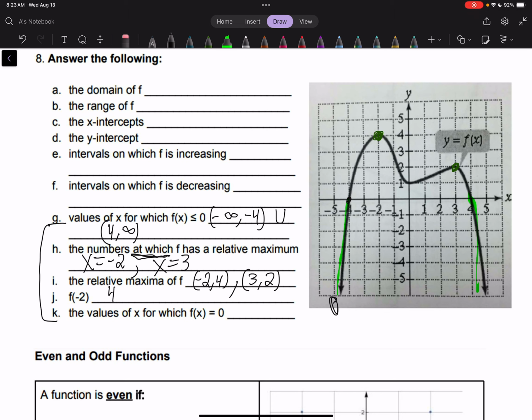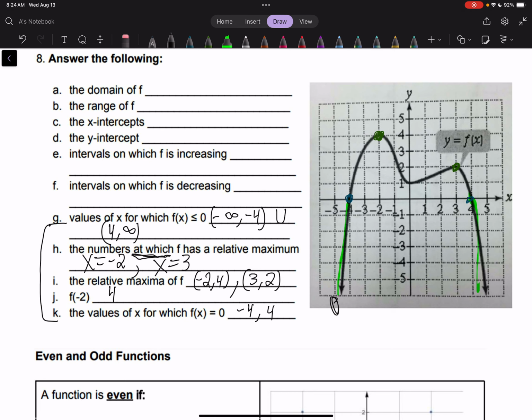The values of x for which f of x is equal to 0. Where is y equal to 0? That is going to be where it crosses my x-axis, -4, +4. Finished.